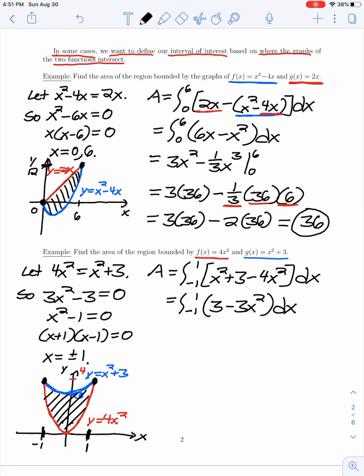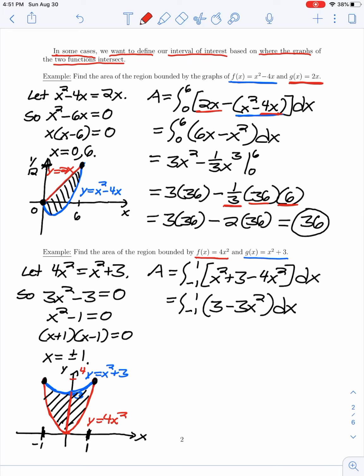So I know from here, I would need to find my antiderivative and then evaluate it at the endpoints -1 and +1. But to make my work a little bit easier, another approach here is to use the symmetry of this region about the y-axis.